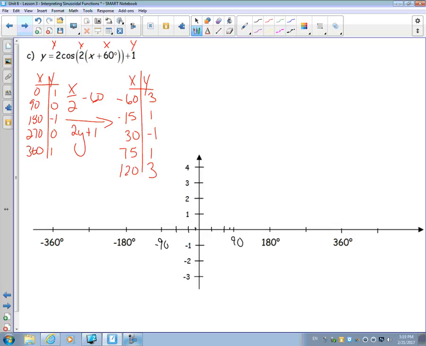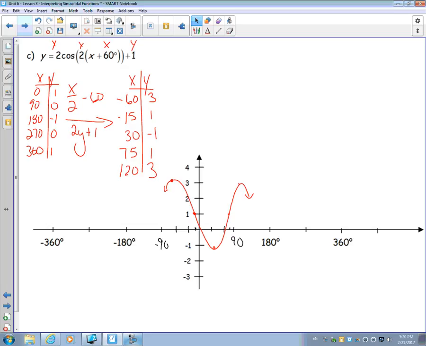Negative 60 and 3 is here. Negative 15 and 1 is right about there. 30 and negative 1. 75 and positive 1. And 120 and 3. So if I'm drawing this graph, I get that shape. Okay, it's been horizontally compressed and moved over, vertically stretched and moved up. All kinds of stuff going on.